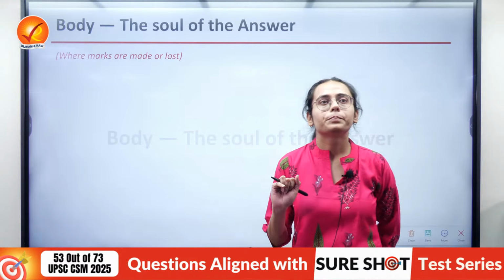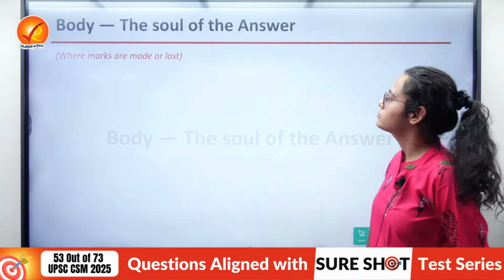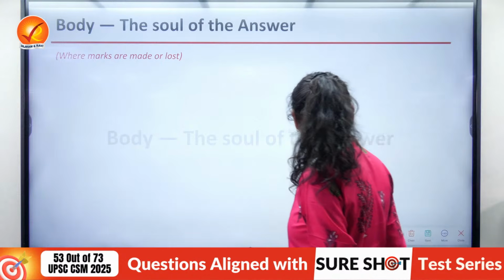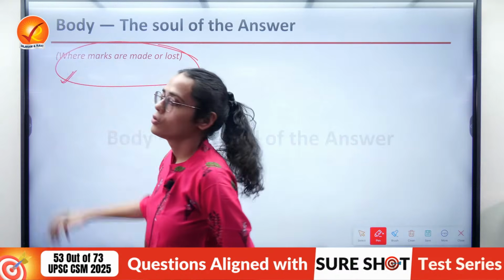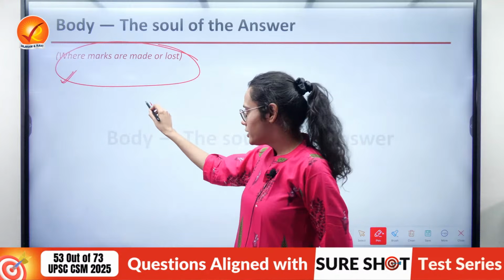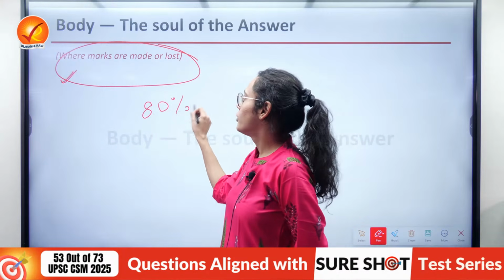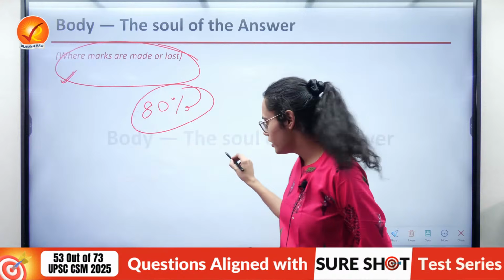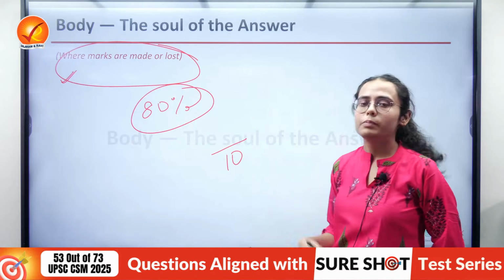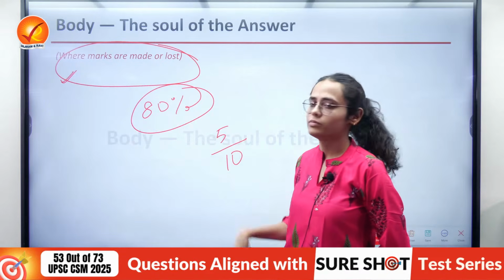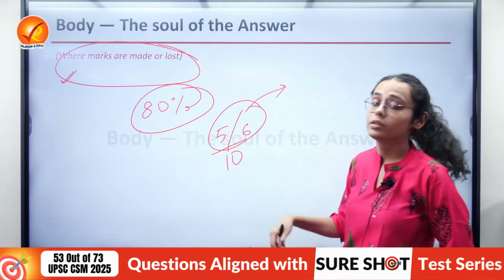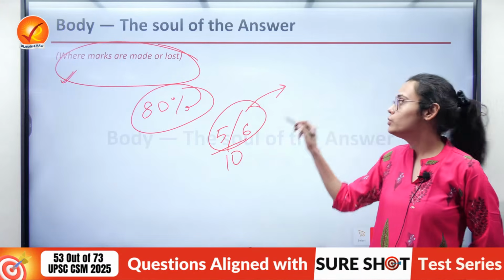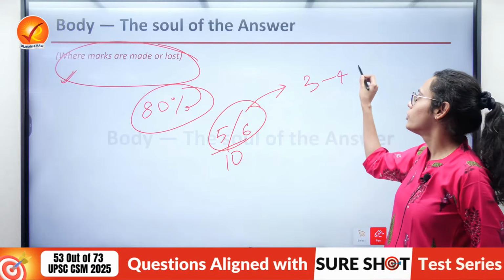Okay, let's start. As I said, this is the most important part of the question. It is approximately 80% of the total marks that you get. So let's say out of 10, the best marks can be 5, or if it's the ethics paper you can get 6, and the body itself will give you at least 3 to 4 marks or more than that.